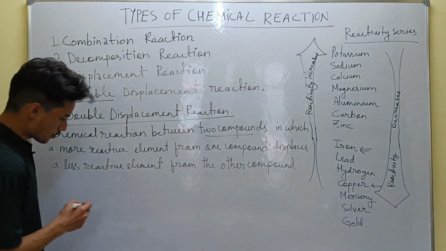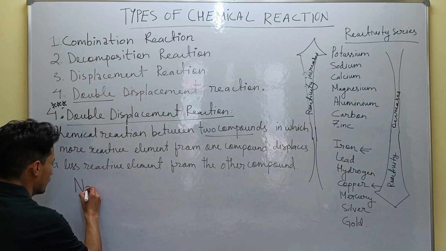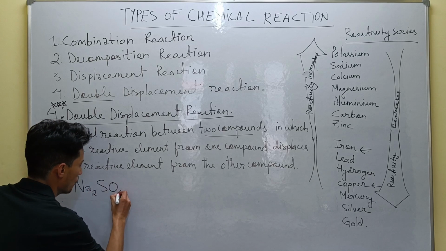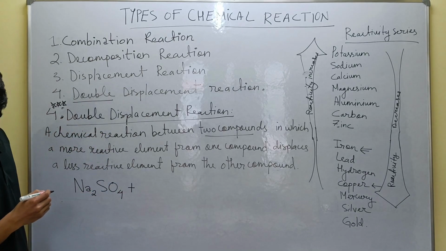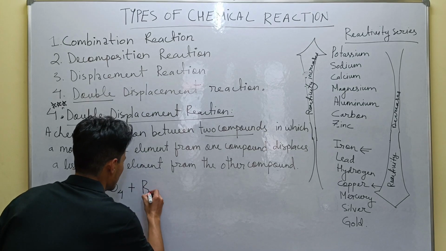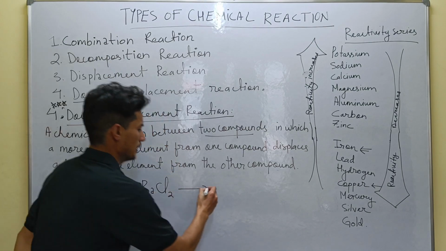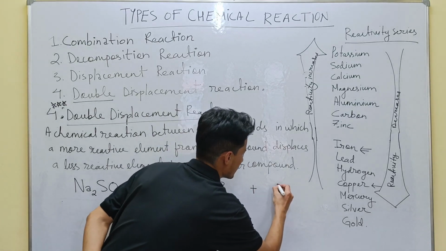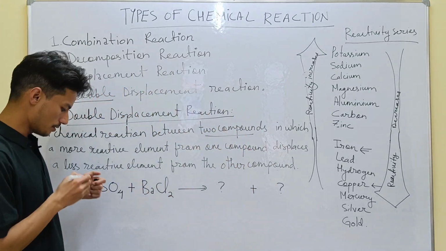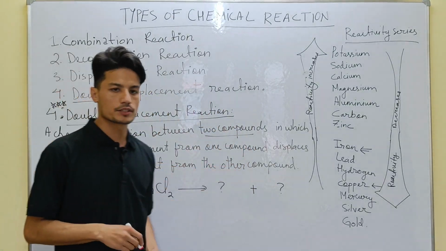So Na2SO4 plus BaCl2. And then this is what we will be discussing. I will not write the product because that is what we should be learning together.